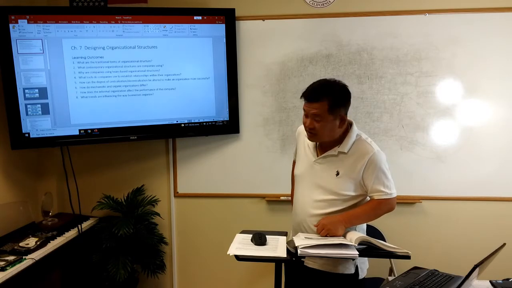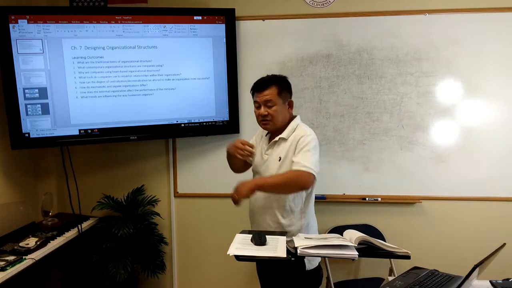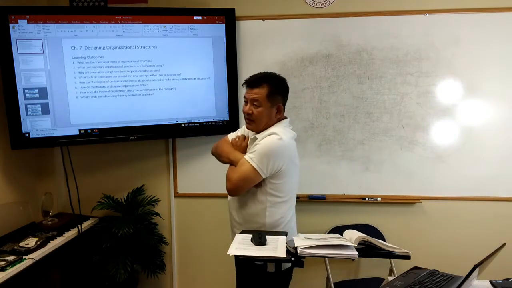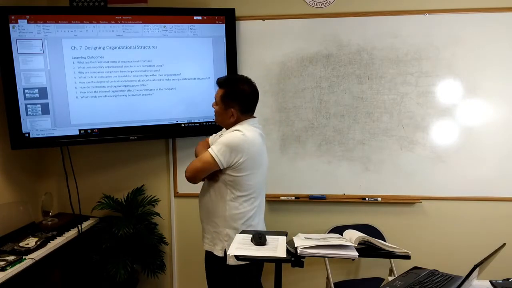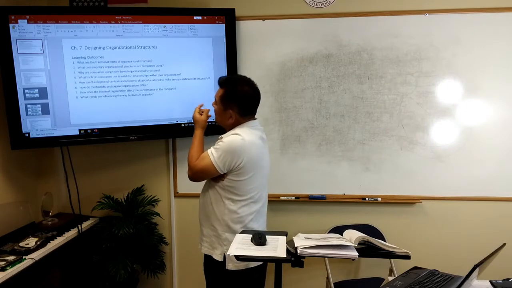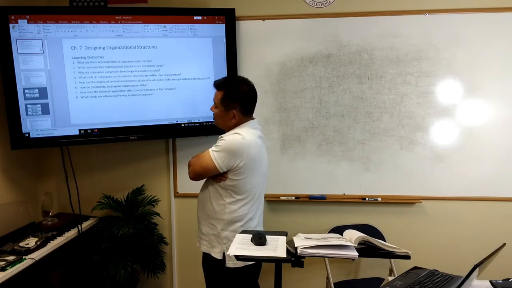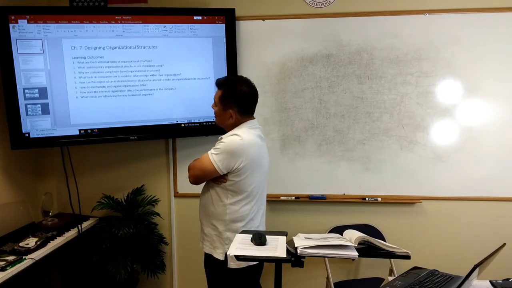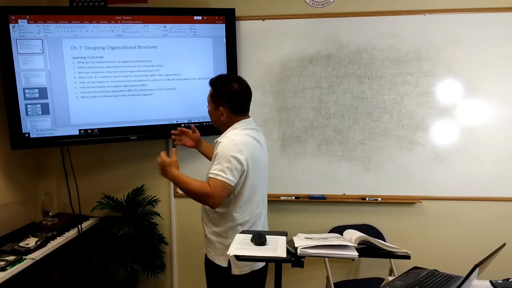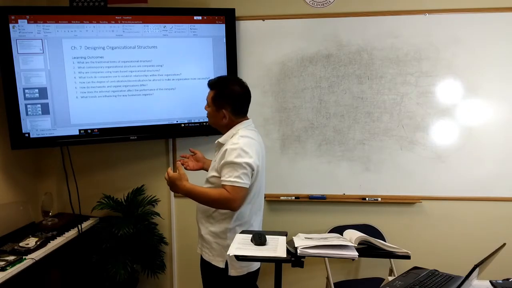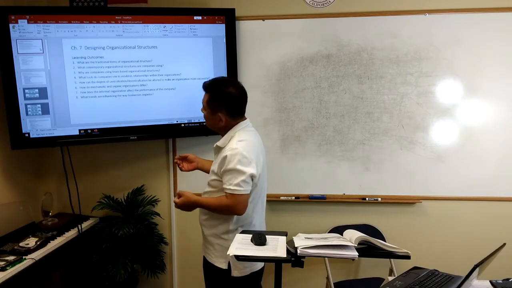Today we will study the design of organization. Organization is a part of the HR part. Chapter 7 is organizational structures, and these are the outcomes and goals. First, what are the traditional forms of organizational structures? As you know, there are many different kinds of organizational structures, so we review the traditional forms.